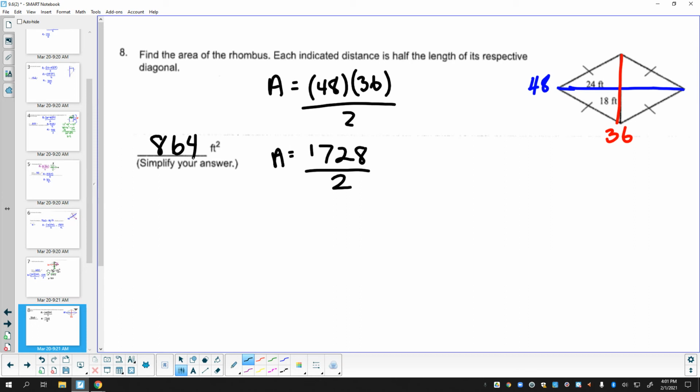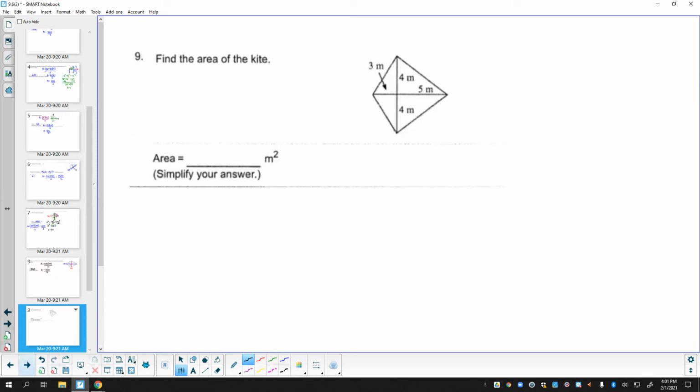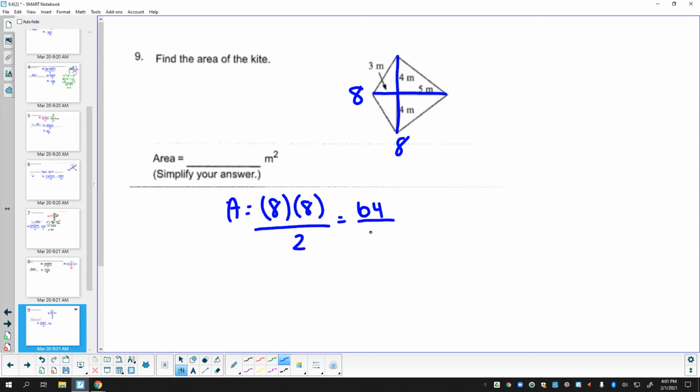Okay, last one on this page. Normally I'd have you guys do this one on your own, but this one is going to be a total length right here made up of 5 and 3, so it's going to be 8. This one right here, 4 and 4, also going to be 8. If I'm finding the area, I'm doing my two diagonals multiplied together and taking half. So 64 is what 8 times 8 is. I need half of that, so my total area is going to be 32.